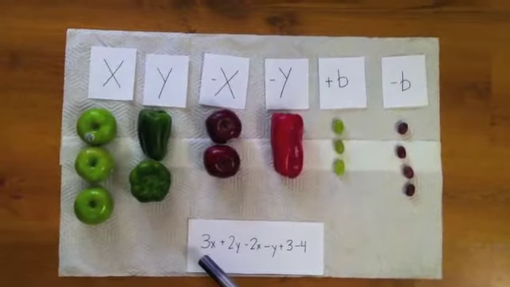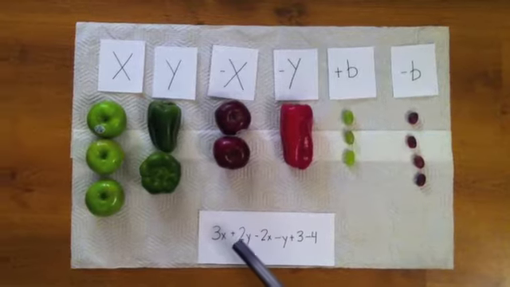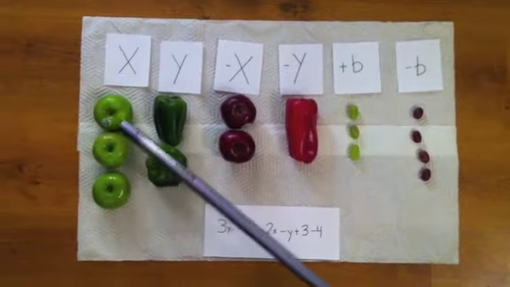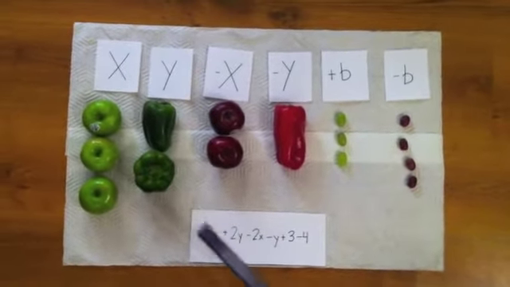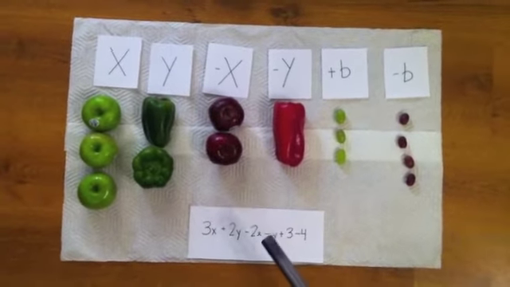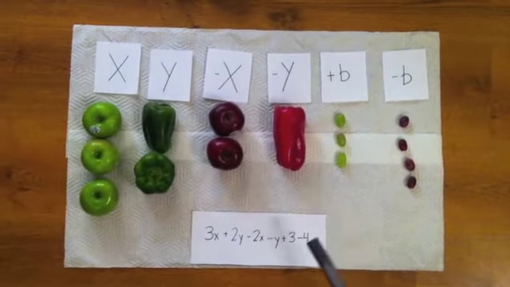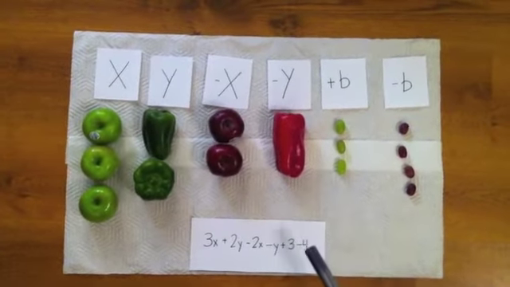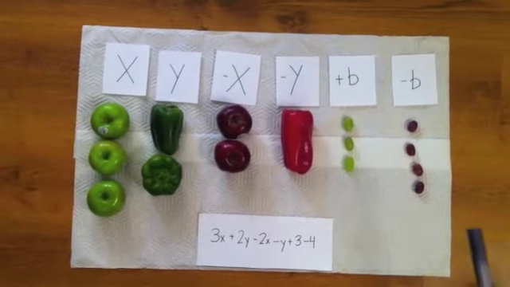As we begin with this problem, we note that our apples, peppers, and grapes are already corresponding to the values in our first problem. Positive 3x is represented by 3 green apples. Positive 2y is represented by 2 green peppers. Negative 2x is represented by 2 red apples. Negative y, or negative 1y, is represented by 1 red pepper. Positive 3 is represented by 3 green grapes. And negative 4 is represented by 4 red grapes.